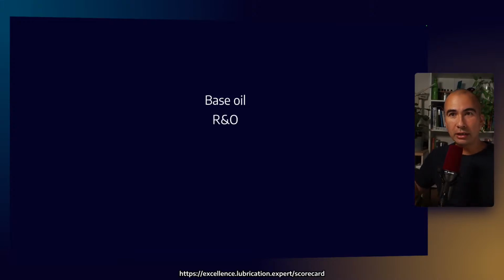R&O stands for rust and oxidation inhibitors. If I have oil, just like oil on a pan, when I heat it up, it can cook. That is the process of oxidation. So to prevent oxidation, I use antioxidants, and of course, we already talked about rust and corrosion.